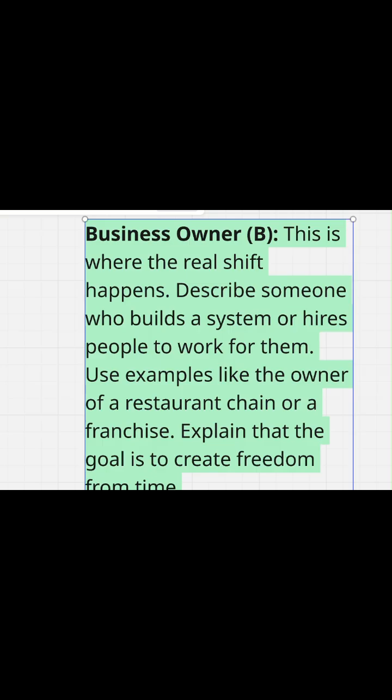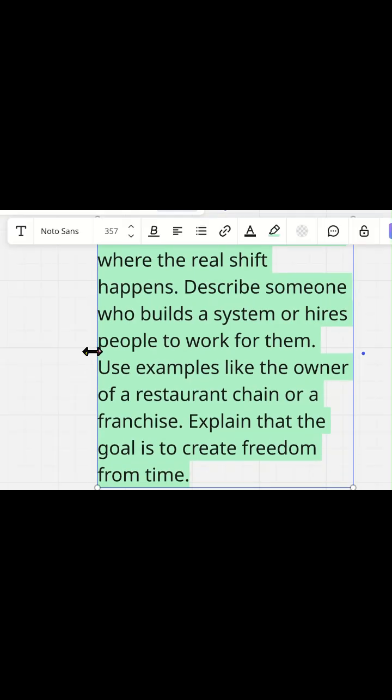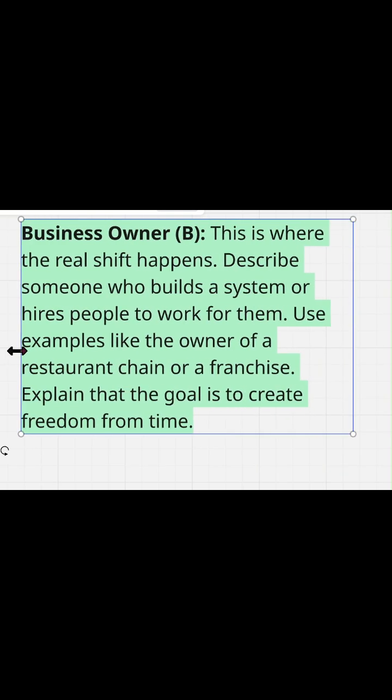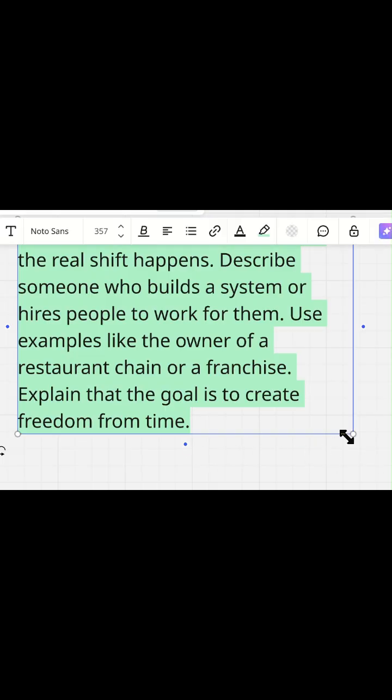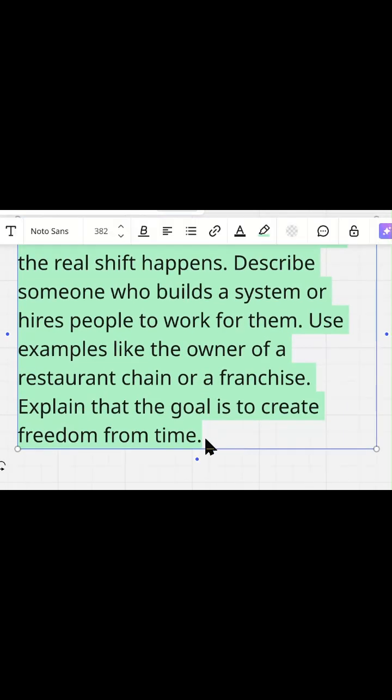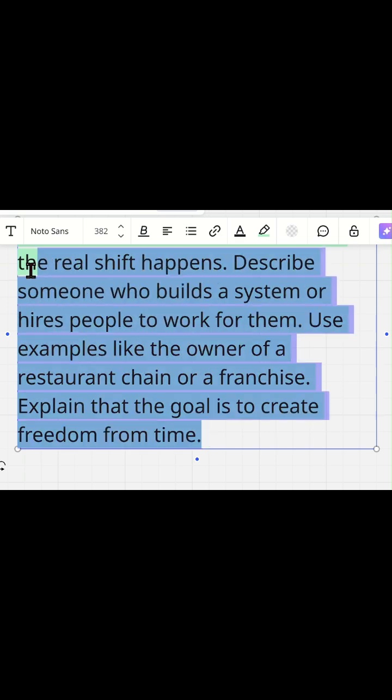Business owner: this is where the real shift happens. Describe someone who builds a system or hires people to work for them. Use examples like the owner of a restaurant chain or a franchise. Explain that the goal is to create freedom from time.